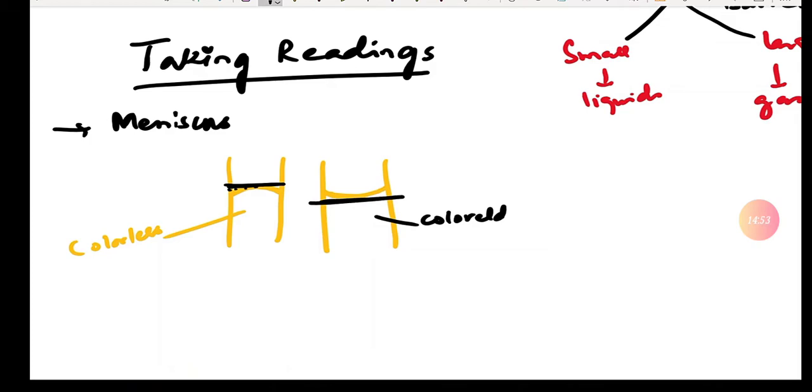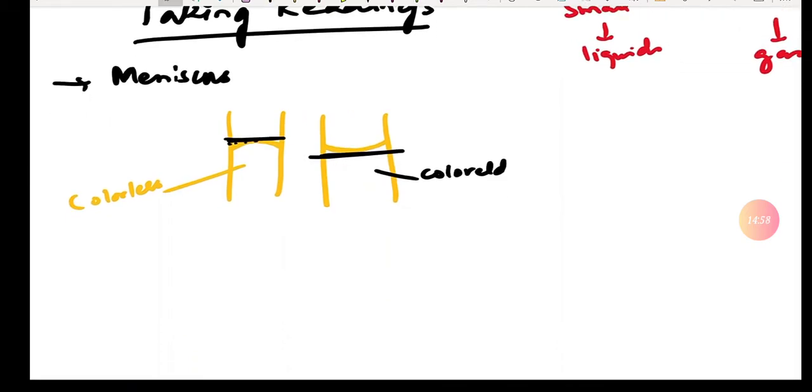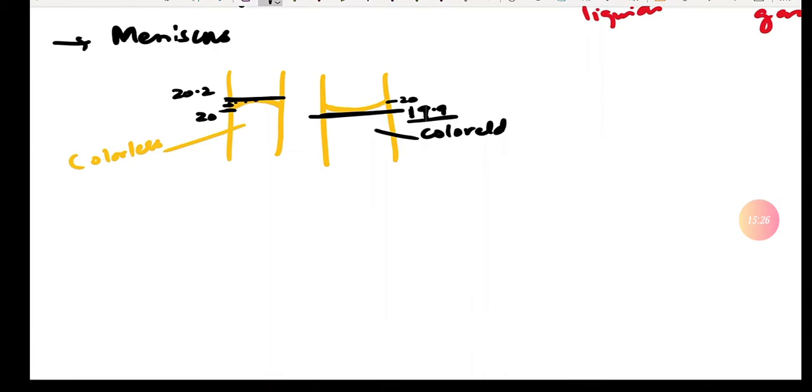So it matters a lot that you should be able to note down the exact readings for colored liquids and for colorless liquids. For example, if the ending point is 20, but this is 21, 20, this is the 20.2 reading, and over here if this is 20 and then it is 19.9, which is the exact reading. So you should be very much careful. All these are graduated. This is a burette, for example, so you should be very much careful.